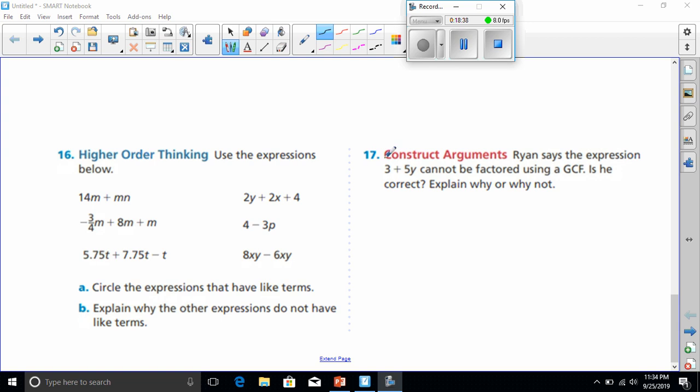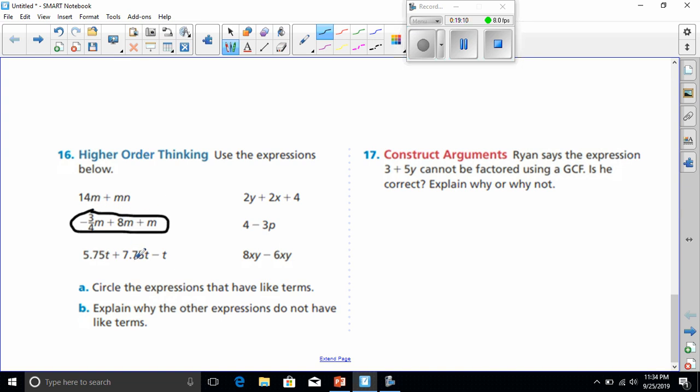All right, so let's look at these really carefully. The first one, we have 14m plus mn. Remember, like terms mean I have the same variable to the same power. This time I have mn, while over here I have m. So these are not like terms. I cannot combine them by adding or subtracting. The next one I have negative 3/4 m plus 8m plus m. All of them are m, so I can circle this one. It is one of them that has like terms.